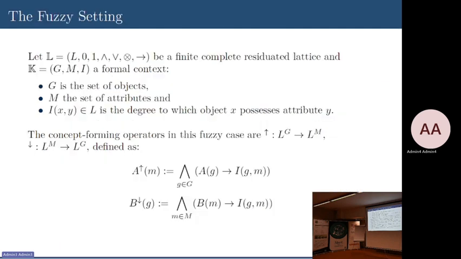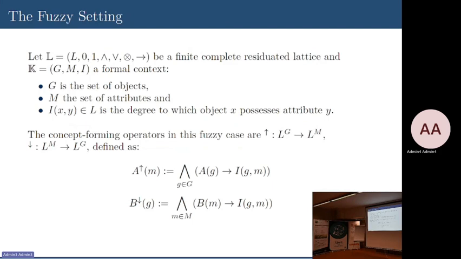So in the fuzzy setting, we don't have only 0 and 1 as truth values, but we will use a finite completely residuated lattice, and a formal context is going to be a tuple with G, the set of objects, M, the set of attributes, and I a fuzzy relation that goes from G times M to L. And the concept forming operators are defined as such. They are the intent and the extent, but from now on, for the sake of presentation, I will just say up and down, okay? Up and down.